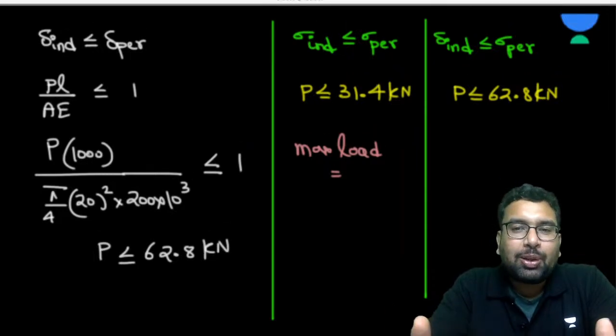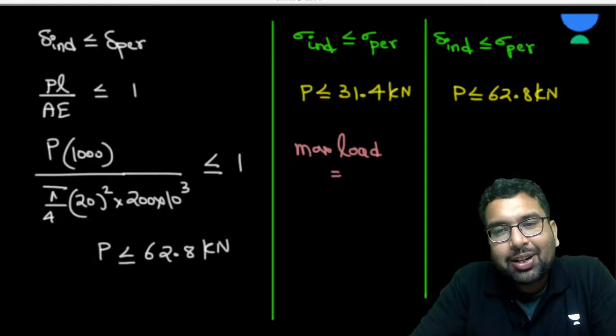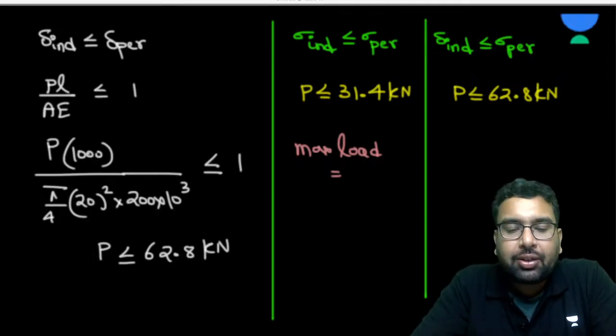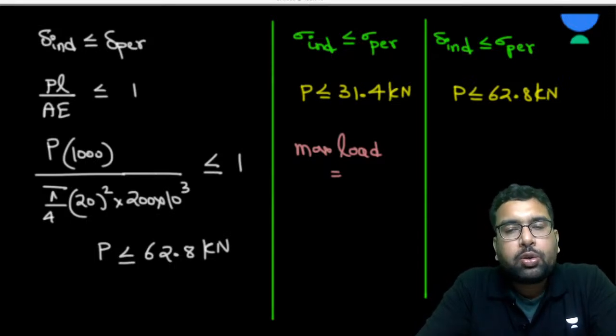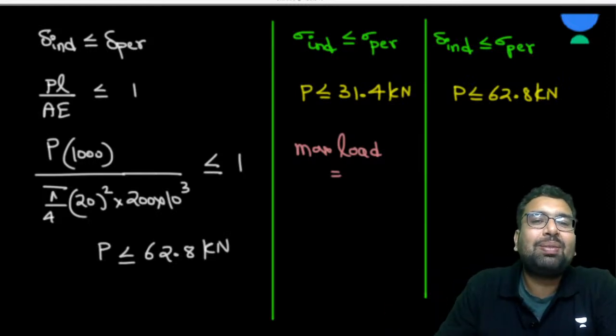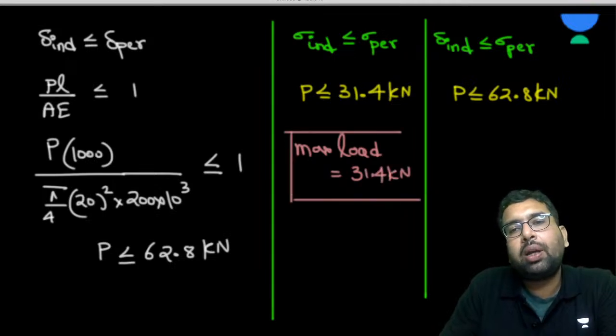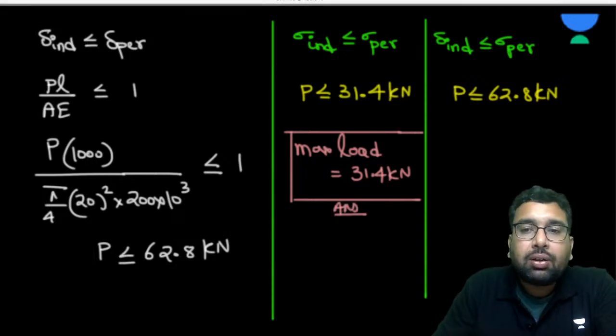Now, many of you must be thinking, sir, it must be 62.8. We have one value that is 31.4, and one value that is 62.8, so the maximum load should be 62.8. But this is otherwise. What should be the maximum load, guys? It should be 31.4 kilonewton, and that is your answer. How come, sir? How come?